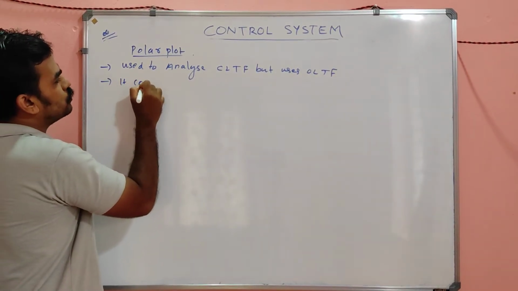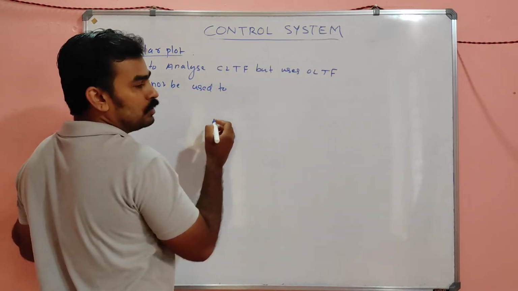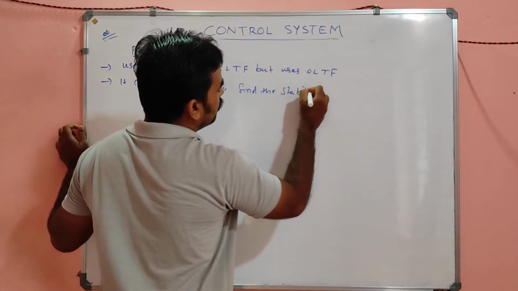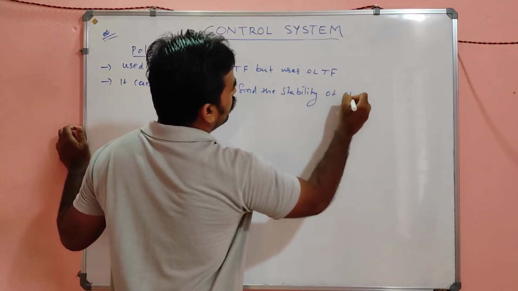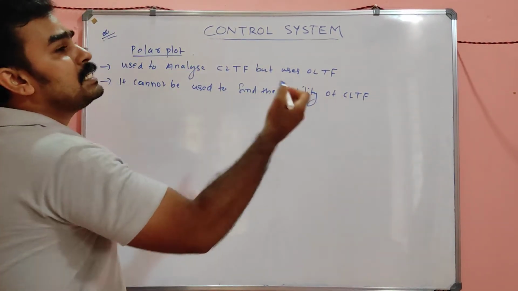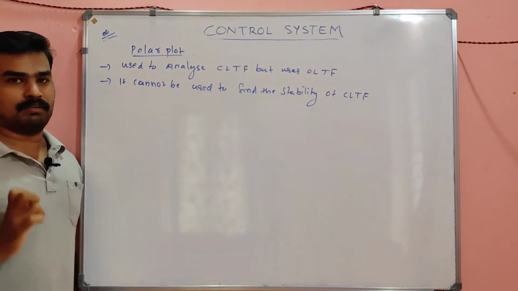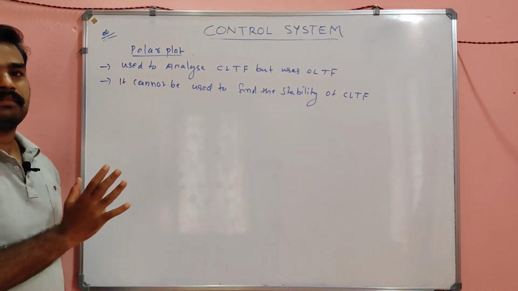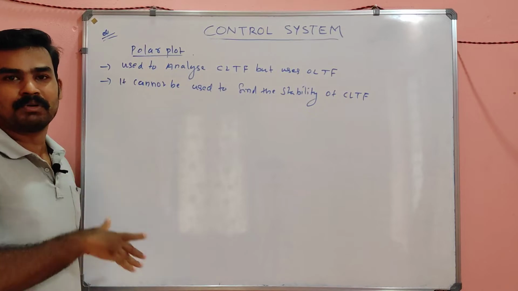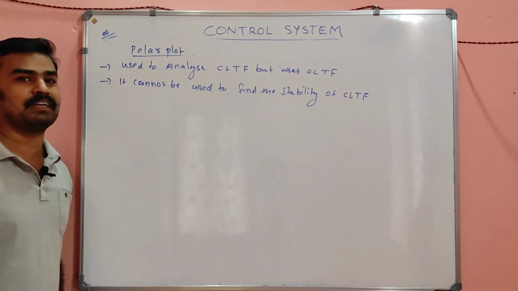But it cannot be used to find the stability. That is very, very important. Used to analyze the closed loop transfer function means not the stability. That you have to note down. Except stability, any other things can be found out. That we will do in the problems. You will get clarity on what the others are.